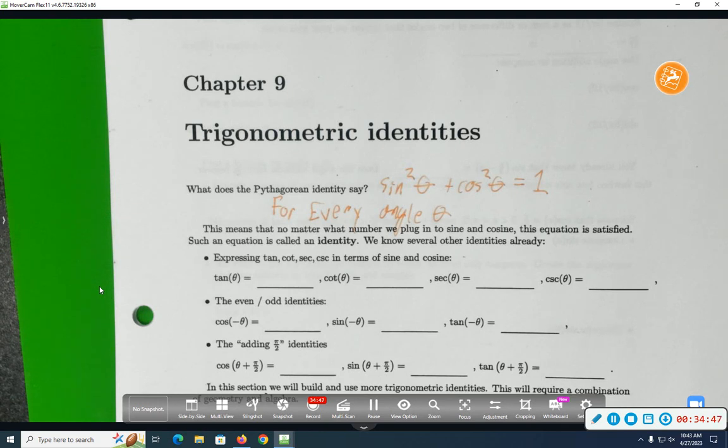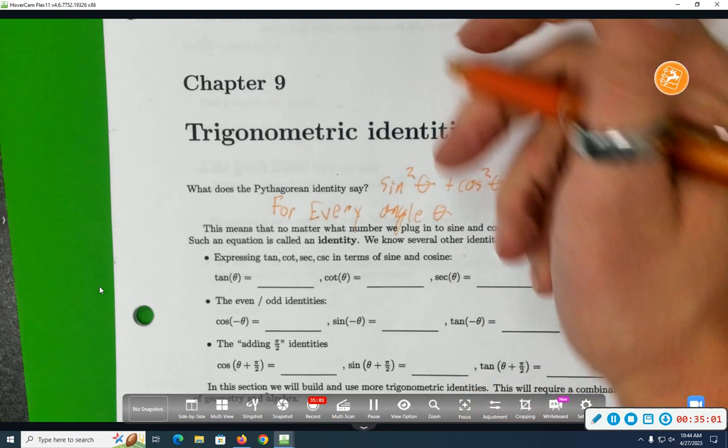That's what an identity is. An identity is an equation that's true no matter what input you plug into it, as long as you don't fall outside of some domains. But there's no domain issue here. And we've seen some of those in the past. Let's maybe even write down one that doesn't have to do with trigonometry at all.